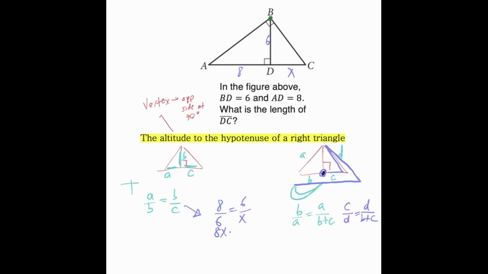So 8x equals 36, so X is 36 divided by 8. X is 36 over 8, which is the same as 18 over 4, which is the same as 9 over 2. And that right there is our answer.